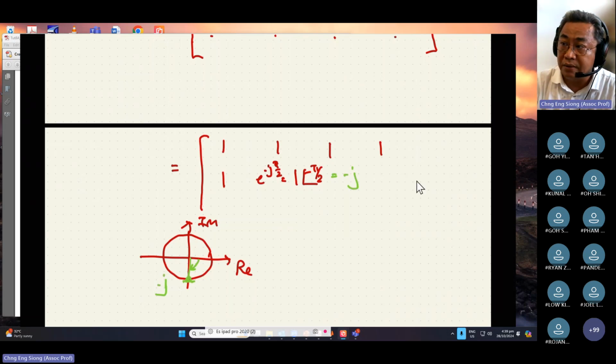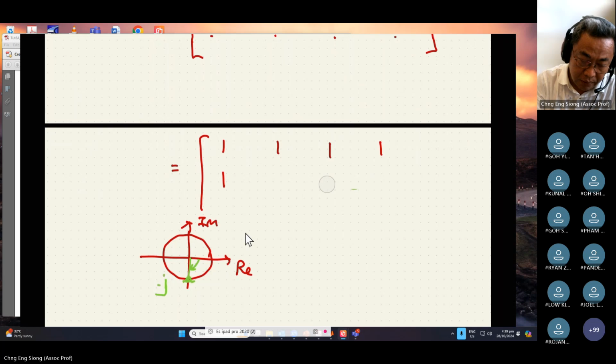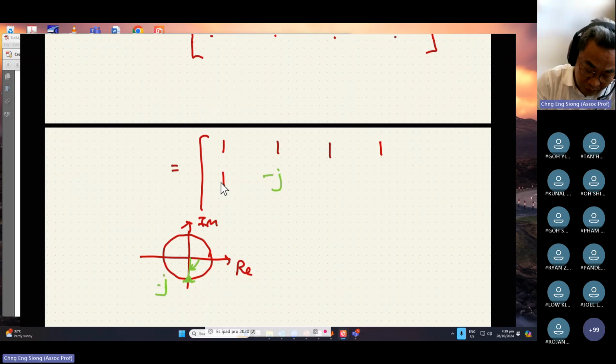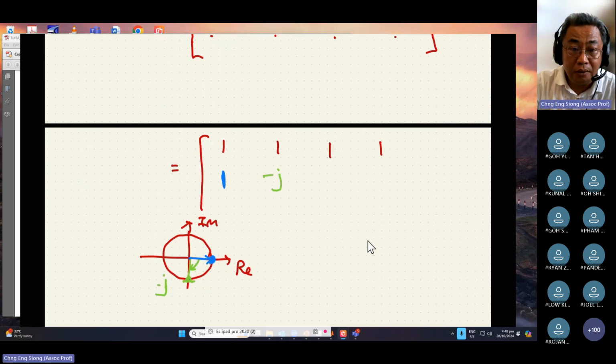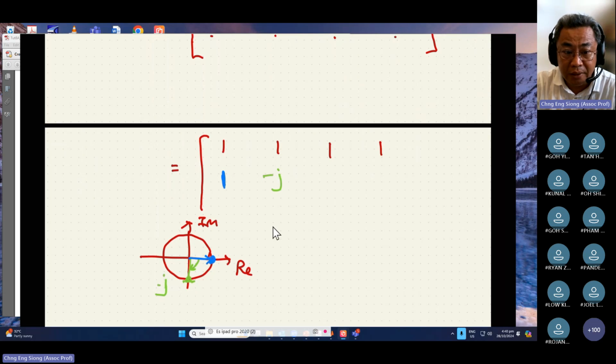Now, if you can see this, then realize that the second element is minus j. Now, you compare to the first element, which is 1. Where is 1? I'm going to draw for you. This is 1. The original vector is here. So 1, the blue guy, is here. The green guy is minus j. Now I'm going to draw the red guy for you. Where do you think the red guy is?